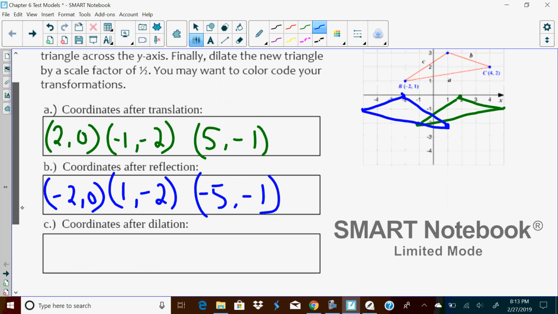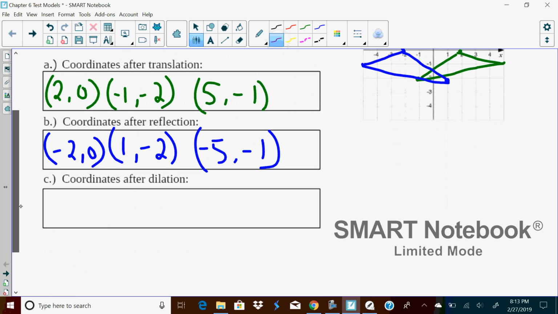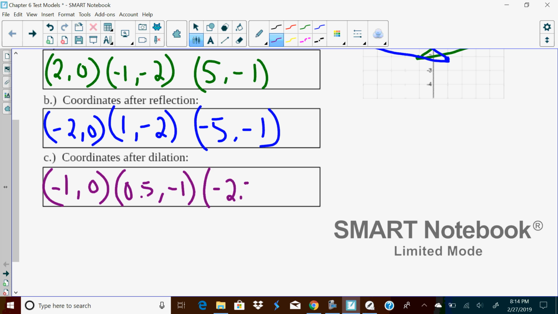I'm actually going to do my coordinates first and then dilate it. So I'm going to do 1/2 of each one of them. So 1/2 of -2 is -1. So -1, 0. This one is going to be 0.5, -1. And this one's going to be -2.5, -0.5.